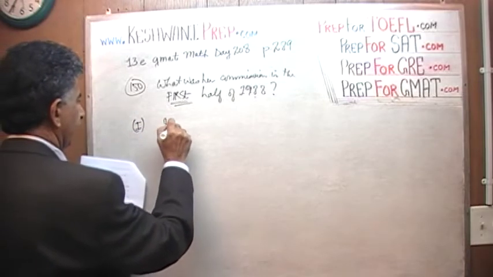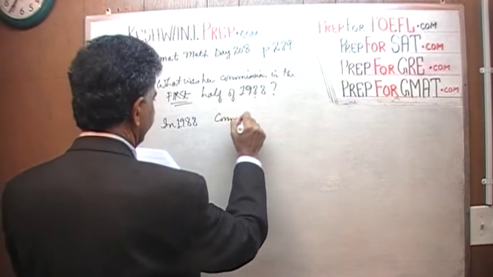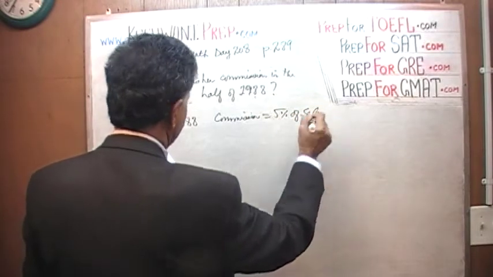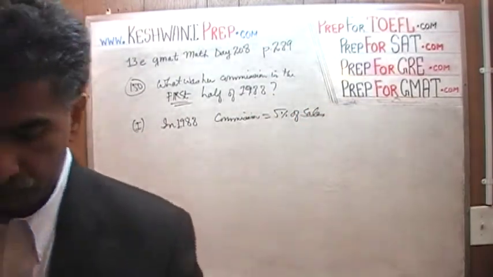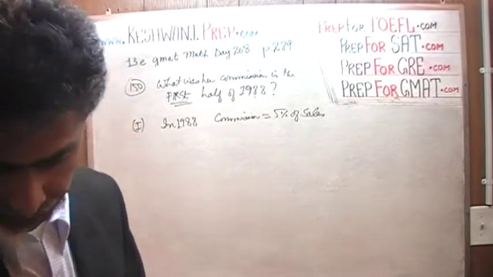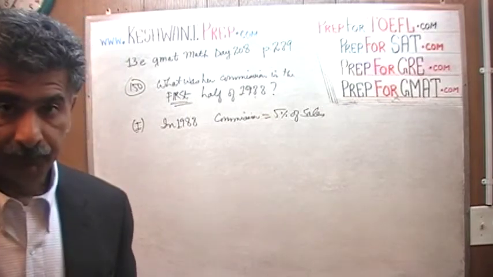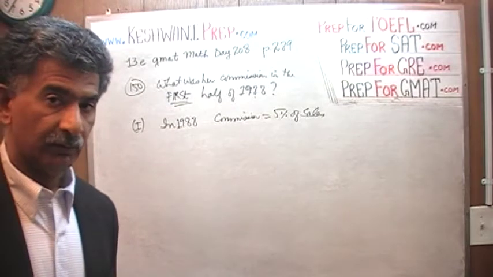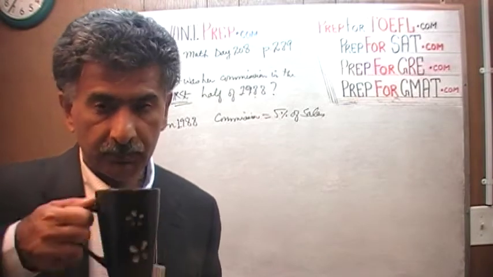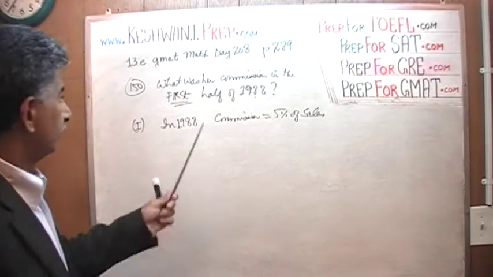They tell us that in 1988 her commission was equal to 5% of sales. Is that going to enable us to answer the question, what was her commission in the first half of the year? The answer is a resounding no, not a yes. It's a no because, first of all, we don't even know what her sales were, and even if we did know the sales, we can figure out 5% of that amount, and that would be her commission, but that would be her commission for the entire year. And they want to know what her commission was for the first half.